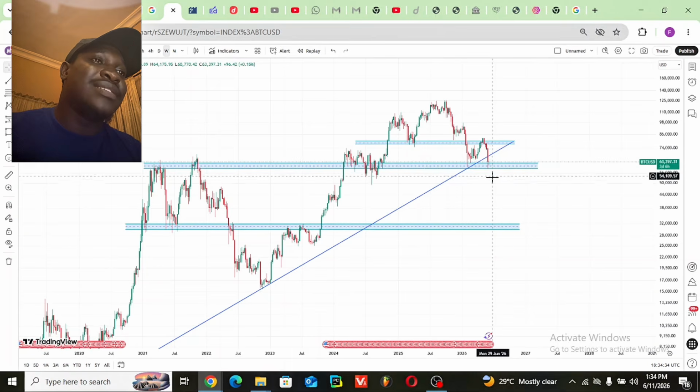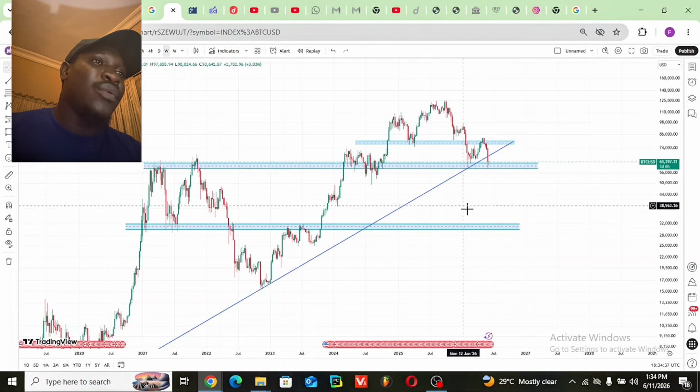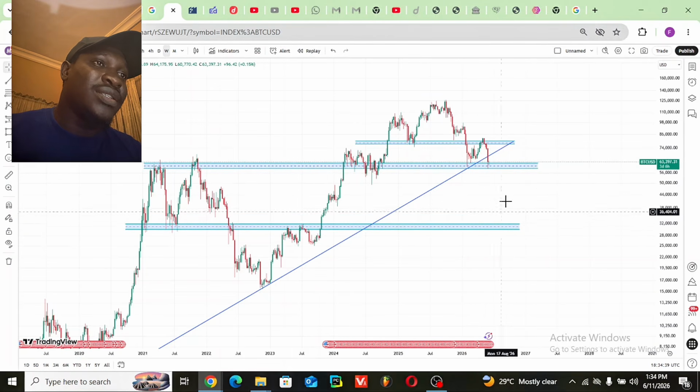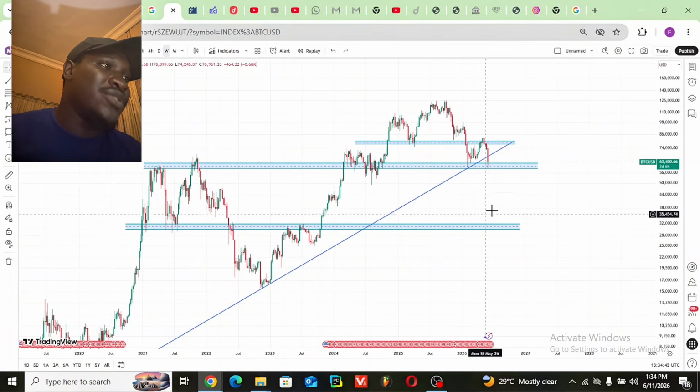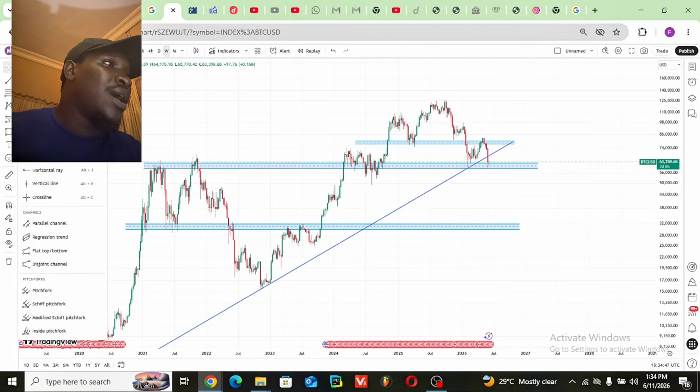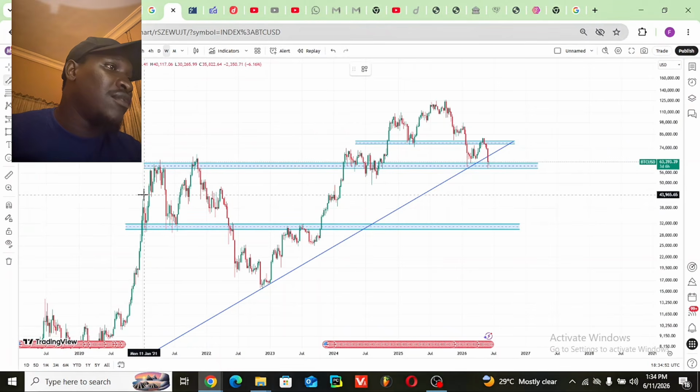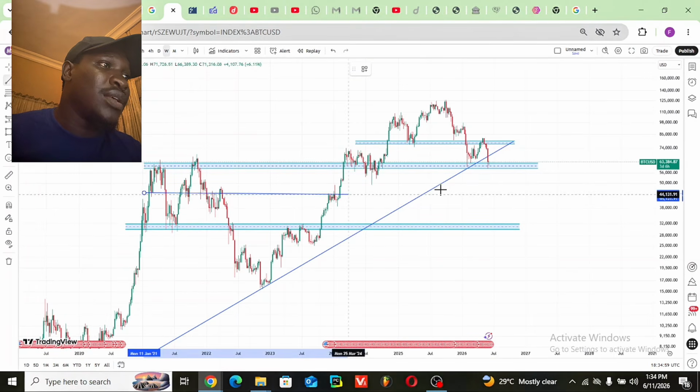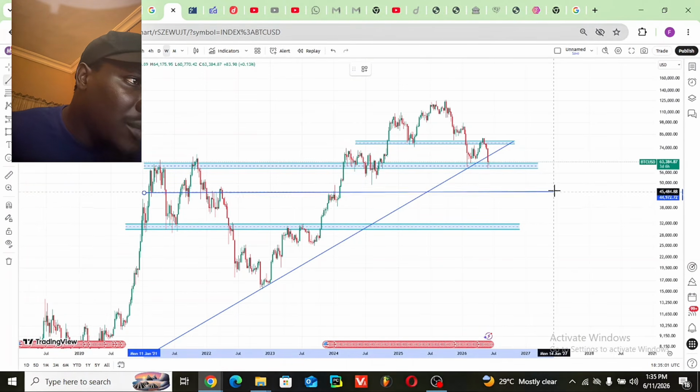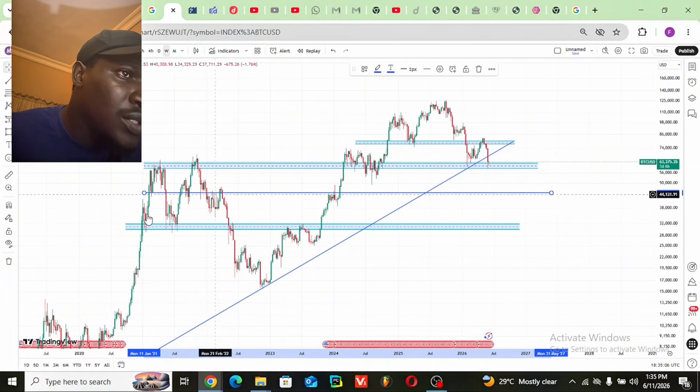So if price breaks downward, we are expecting price to trade in between all of these places right here. However, there is still a minor key level in between somewhere around here. So let me just use a line for that. Let's use a trend line. So there is a minor key level in between somewhere around here that we need to watch out for. You get it? So here.